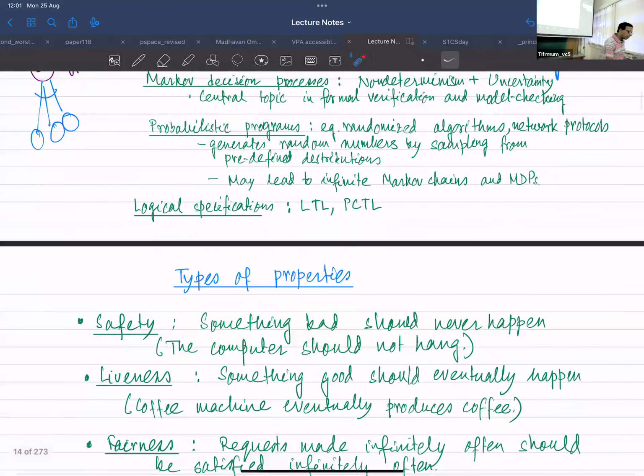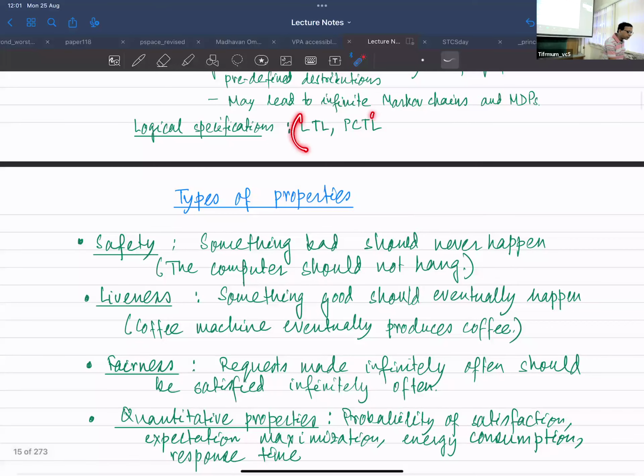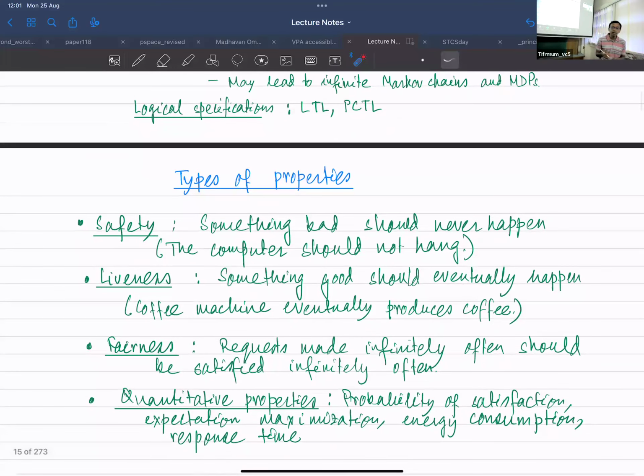And some logical specifications that we'll see. These are like LTL, as I said, and then one is PCTL, which is a probabilistic computation tree logic. Now if you have a system which is a probabilistic system, you may also have properties which should have probabilities in them. So there is a system which displays certain probabilistic behavior, and you may want to say that with 0.8 probability, this light should not fail in the next 2 years or something like that.